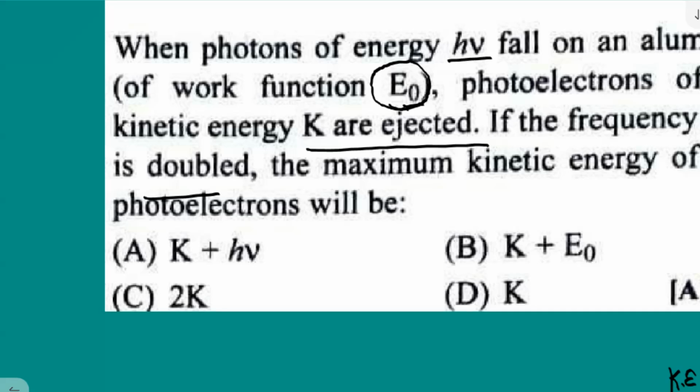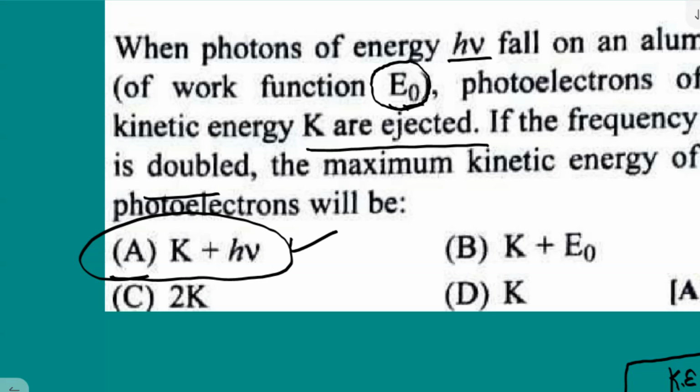So I think from this we will not be able to solve. Yeah, we can do another thing here. I can write Ke dash like this: h nu plus h nu minus E naught. Now this term h nu minus E naught is equal to Ke. So Ke dash will be h nu plus Ke. So option A will be the right answer here.